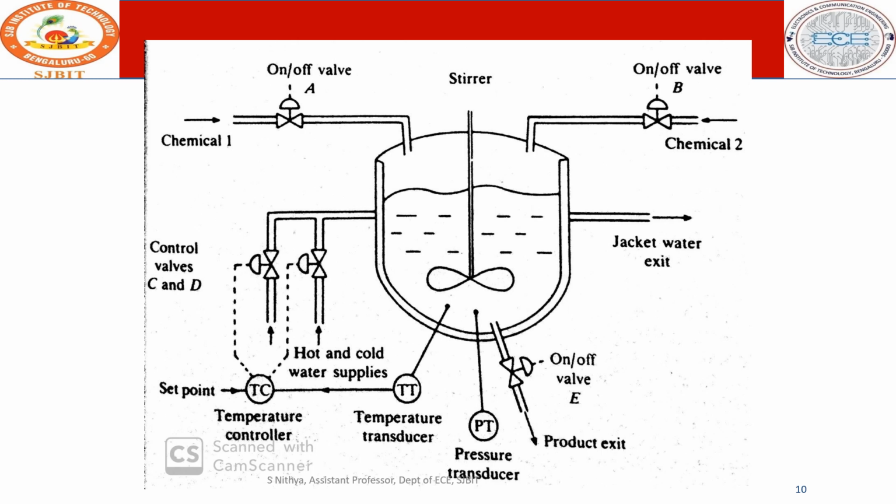First, step 1: the chemical 1 must be fed into the vessel by opening the valve A and check the specified amount. If it reaches the specified amount, close the valve A and start the stirrer to mix the chemicals. Similarly, feed the chemical 2 into the vessel and check the specified amount, and if it reaches that, then close the valve B and start mixing.